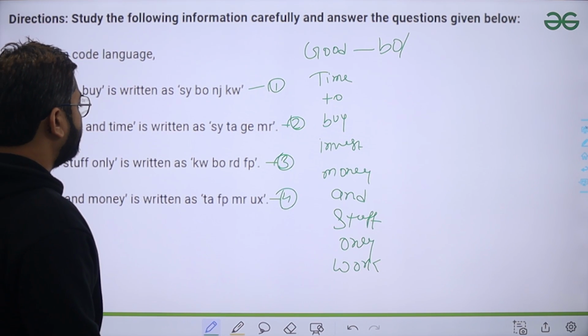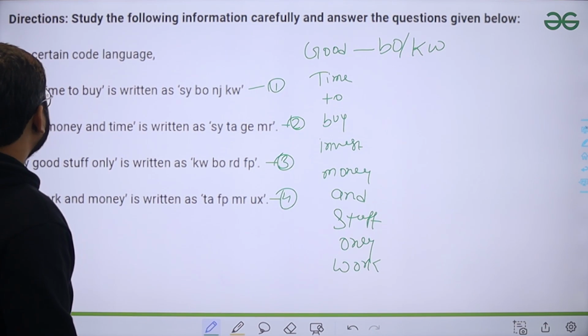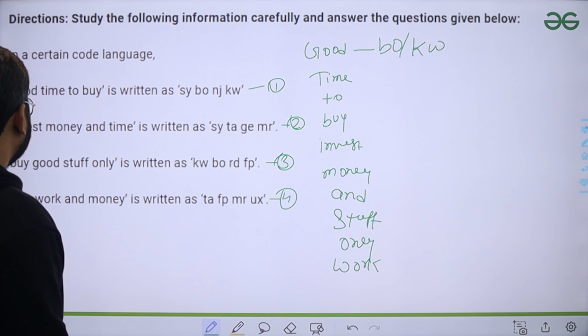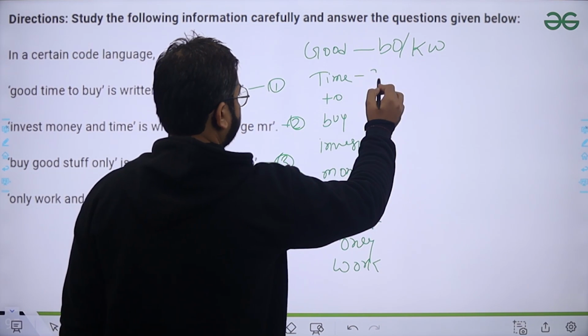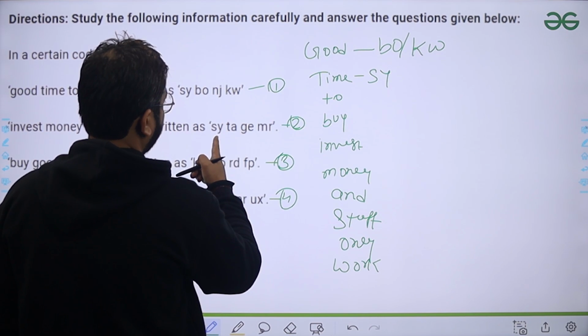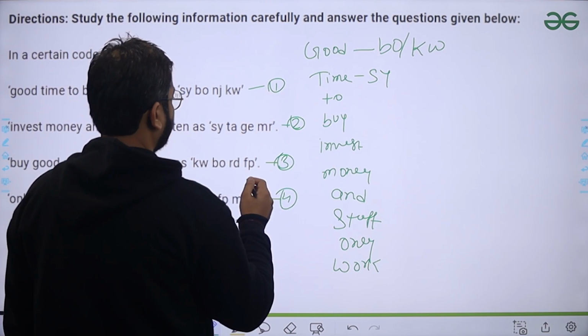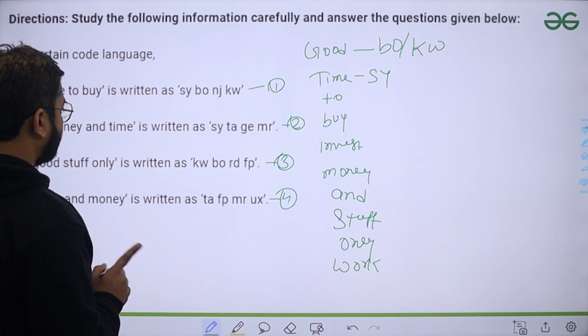NJ is not KW, yes it is, so KW is this. Time is also in statement number 1 and 2, so the common code is SY. Then BO is not, NJ is not, KW is not, so time SY is done. 2 is not common anywhere.